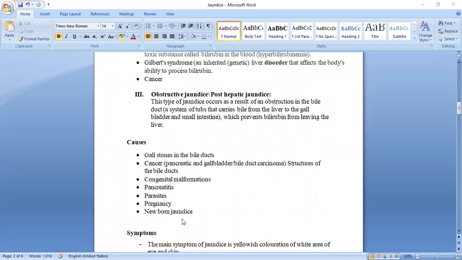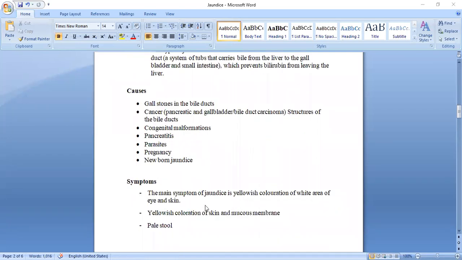Newborn jaundice. Sometimes, by birth only, jaundice takes place in the newborn. Due to what? Due to this condition. These are the causes of post-hepatic jaundice: gallstones, cancer, congenital malformation, pancreatitis, pregnancy, parasites, and in the newborn, jaundice due to obstruction in the bile duct.